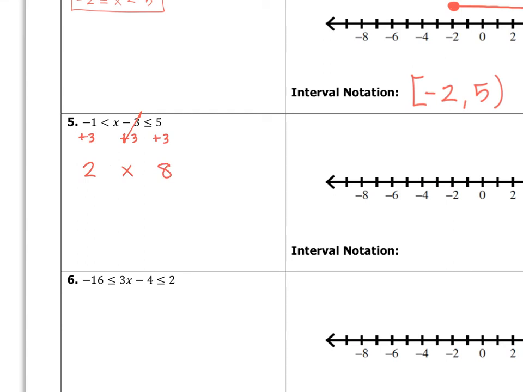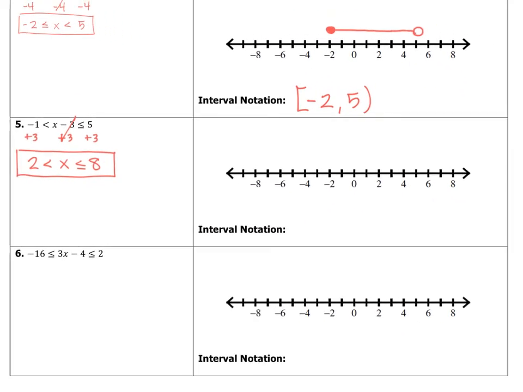So I have 2 less than x, less than or equal to 8, which just says that x is between 2 and 8. The graph of this will have an open circle on 2 and a closed circle on 8 with the shading going in between. The interval notation, our minimum is 2, our maximum is 8. We use a parenthesis on 2 and a bracket on 8.